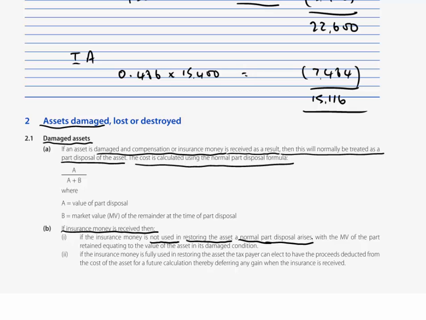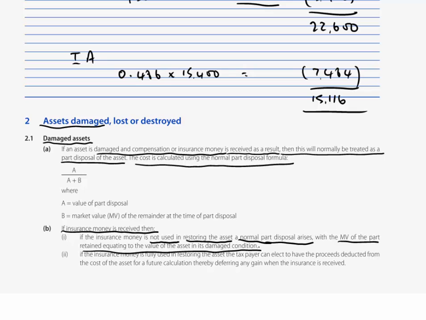So the insurance money received is your sales proceeds, and then you do a part disposal exercise, looking at that money received, that's your proceeds. You'll be told what the asset is then worth in its damaged condition, that is the value remaining, and proceed to do your normal part disposal calculation. As we said, the market value of the part retained equals the value of the asset in its damaged condition. All of which, of course, are figures that must be provided to you.